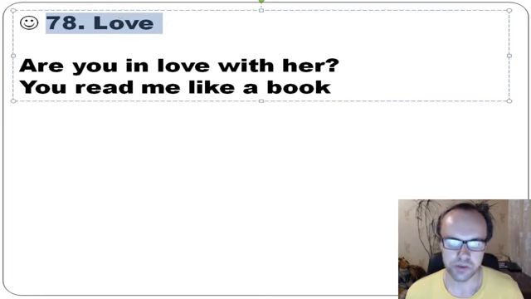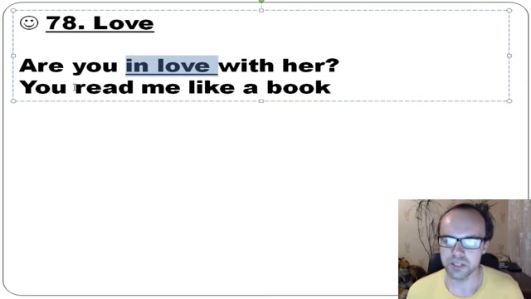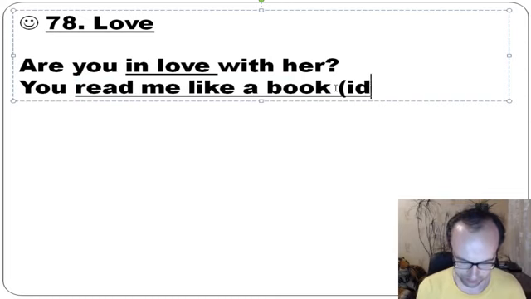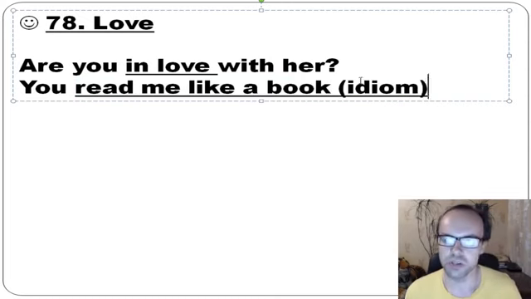So, love. Are you in love with her? It means that do you love her? You read me like a book. Okay? So it's an idiom. So you can see my ideas. You can see my thoughts. So you see what I'm thinking about. Are you in love with her? So I can say, I'm in love with him, I'm in love with her. You read me like a book. So you can see my ideas, you can see my thoughts, you can read them.